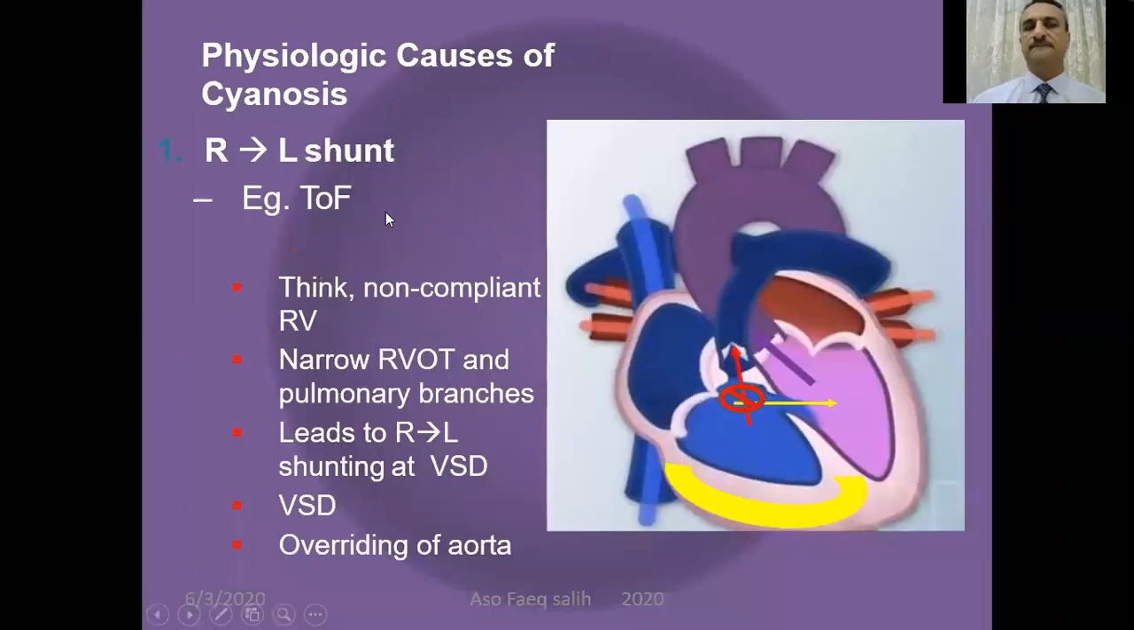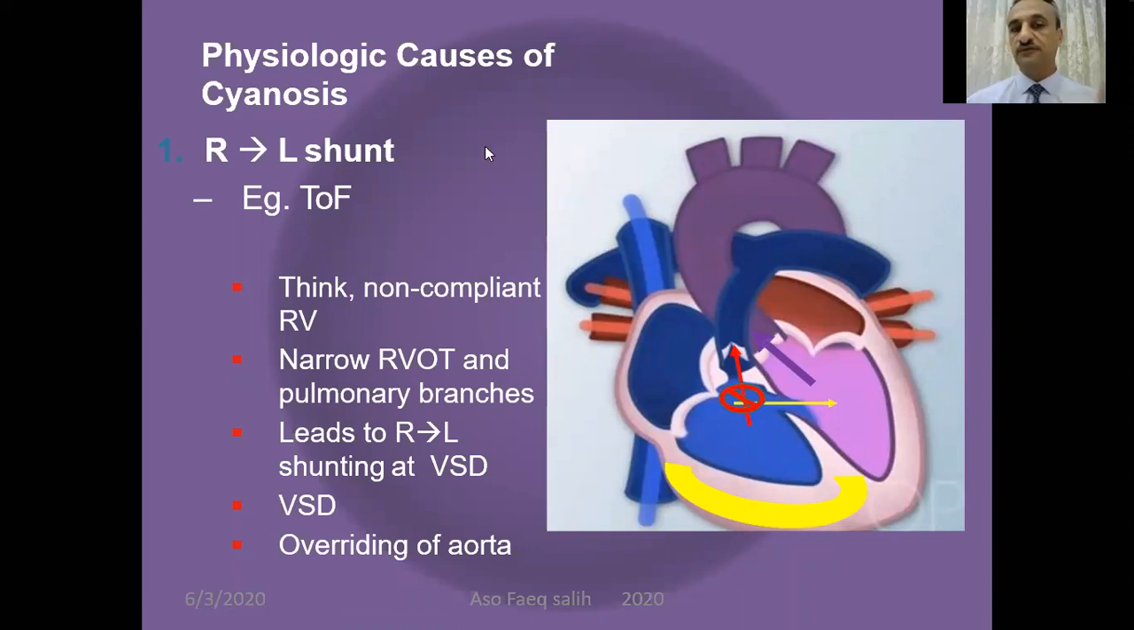In case of right to left shunting, an example is tetralogy of Fallot. What does tetralogy of Fallot mean? It means the RV is thick. You see how the RV is thick? That yellow part denotes the thickness. Then there is a narrow RVOT. So you see how the pulmonary artery is smaller than the left side. Because it is narrow here, the blood from here goes to the left side of the heart. It mixes with the left and goes to the systemic circulation, so it becomes desaturated. And for sure, there is a VSD here, and the aorta here is overriding the septum. So that pathology is called tetralogy of Fallot.